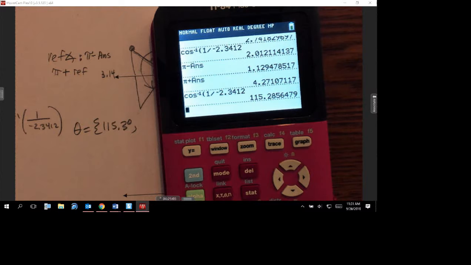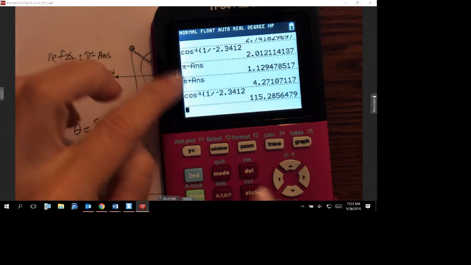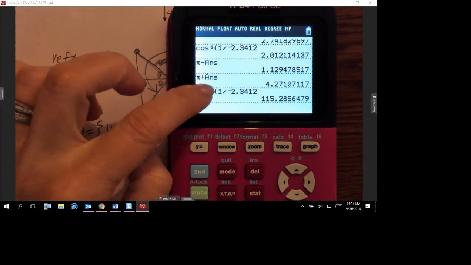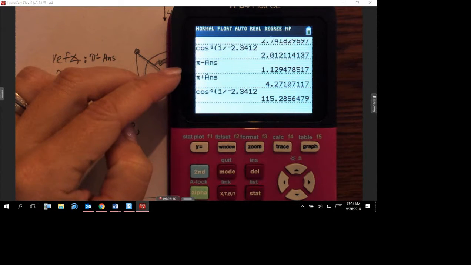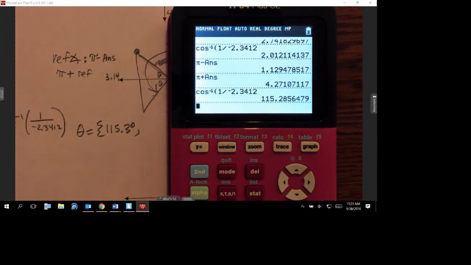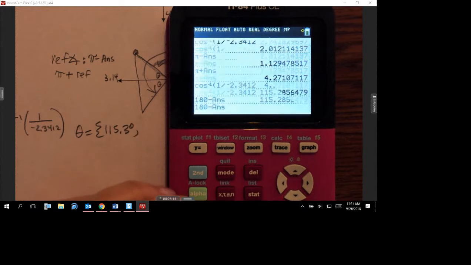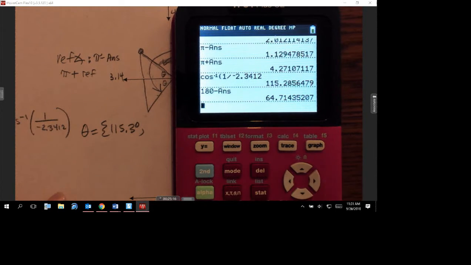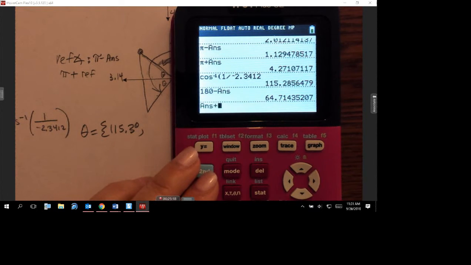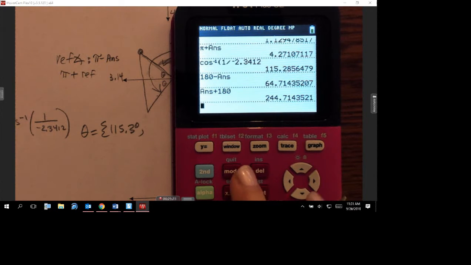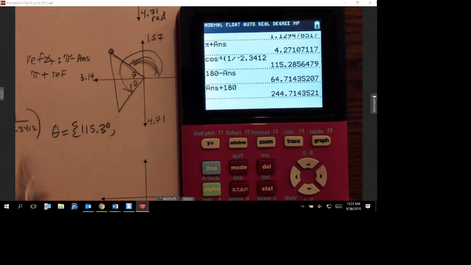And then where I did pi minus answer and then pi plus answer, I'm not going to use pi. What am I going to use instead? 180. So I'll do 180 minus answer, just 64.7, and then that plus 180. So 244.7. And that should make sense for the third quadrant.